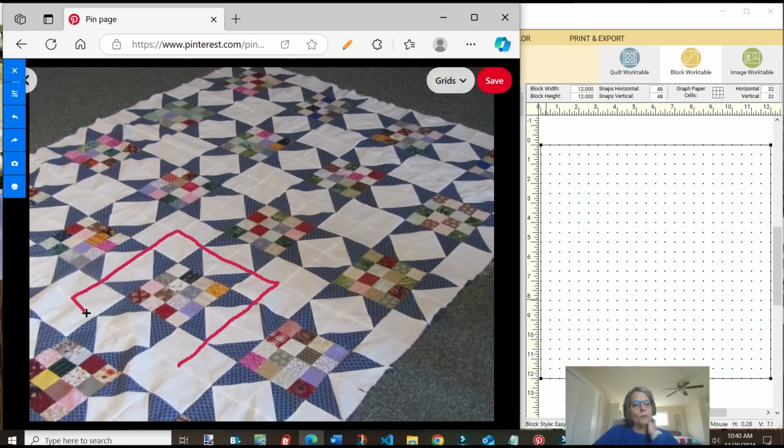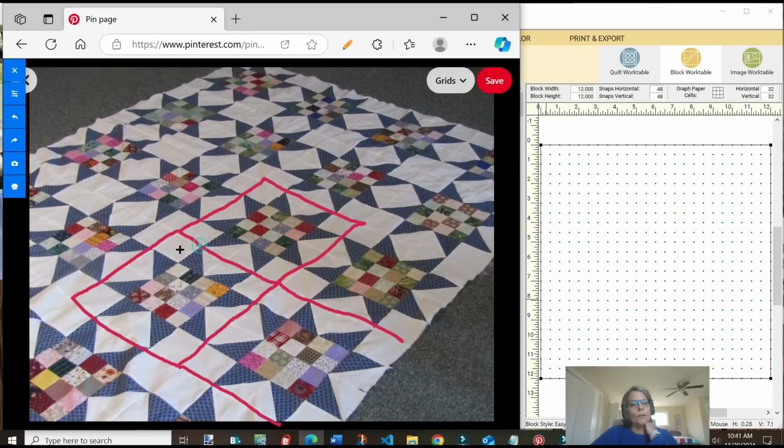And just draw a square around it, or you can start using your graph paper, and we'll do that in just a second. So if I look at where I've drawn the square, and if I look at its neighbor over here, I see that it's the same block, and it's the same block up here. So we can safely say that this is the block for this quilt.